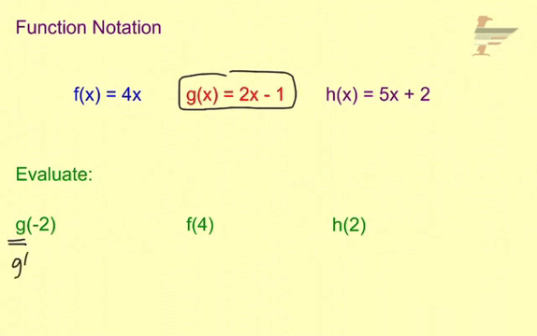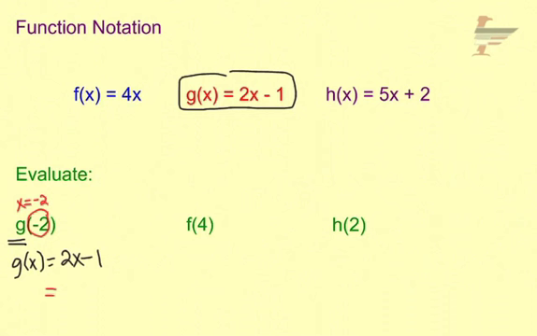So, g of x is equal to 2x minus 1. That's the function we're going to evaluate. And now where it says g of negative 2, when they put a negative 2 in place for the x, what they're saying is, well, what is the value of the function when x is a negative 2?